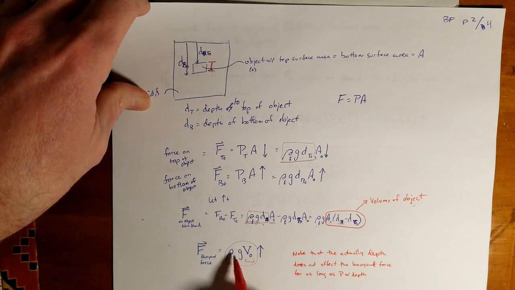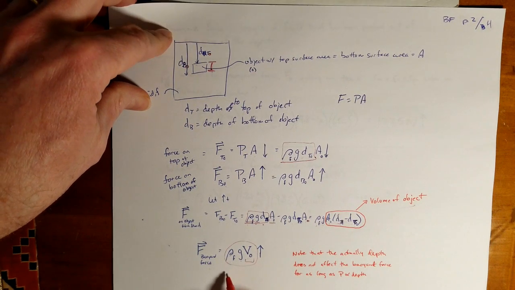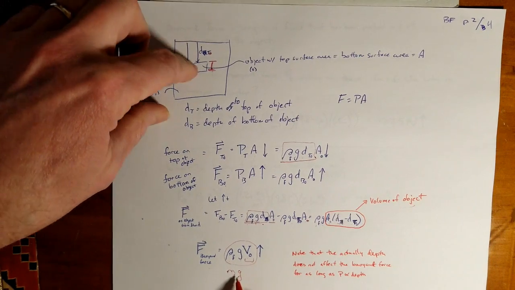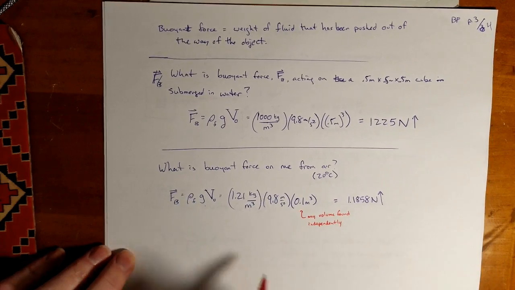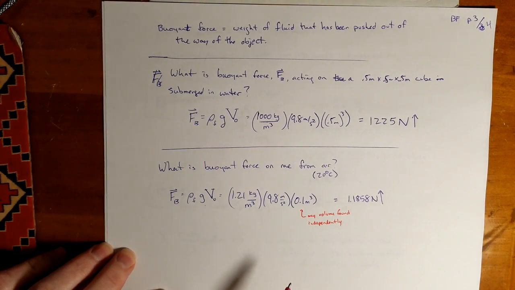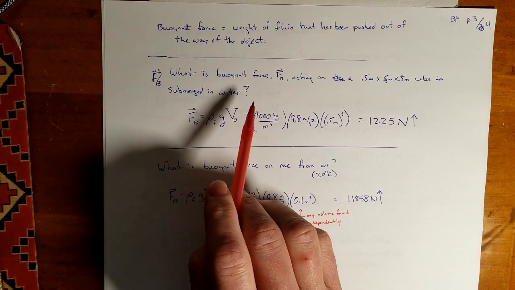Because density times volume is equal to mass, and so we basically have an mg. So this is the mass of the water that has been pushed out of the way to make place for that volume, which is what I have written right there. So let's take a think about that cube.